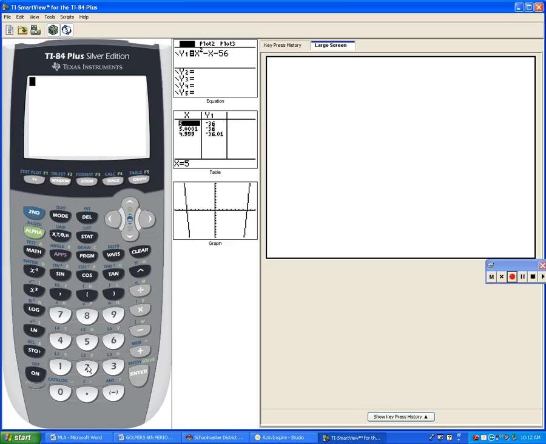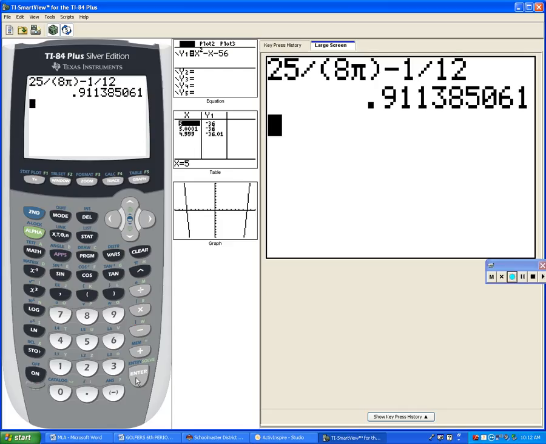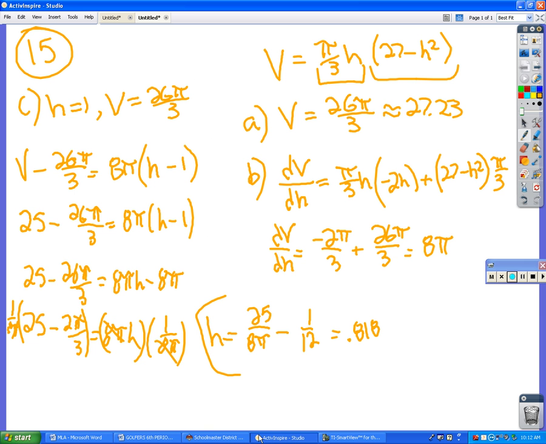So it's 25 divided by, in parentheses, 8 pi, minus 1/12. Equals 0.911. Yeah, 0.911.